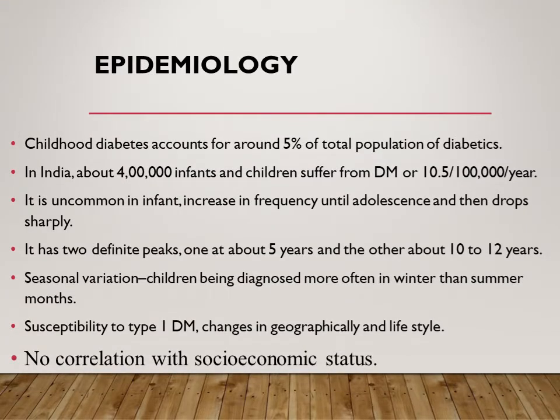What are the incidences? Childhood diabetes accounts for about 5% of the total diabetes population. In India, about 4 lakh infants and children suffer from diabetes mellitus, or 10.5 per million per year. It is not common in infants, increases in frequency until adolescence and then drops sharply. It has two definite peaks, one at the age of 5 years and the other at about 10 to 12 years. Seasonal variation: children are diagnosed more often in the winter than in the summer months.